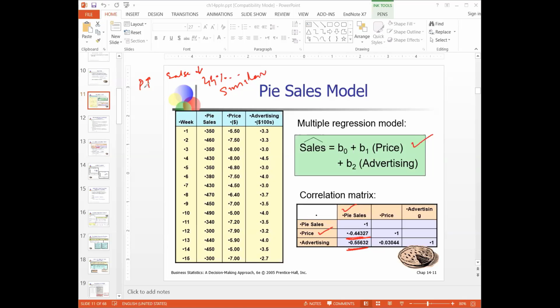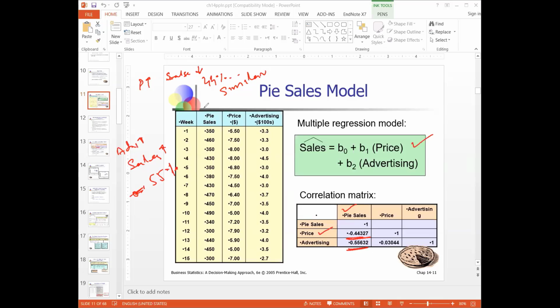Means if price is increased by 1 unit, the sales decrease by 0.44 units. Similarly, if advertisements increase, then sales increase, and their movement in the same direction is shown by the positive value of correlation. So it is 0.55, similar. Okay, so this way you can calculate the correlation and interpret the correlation between variables.